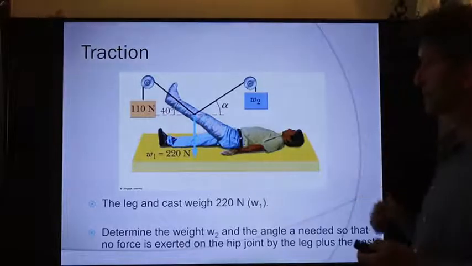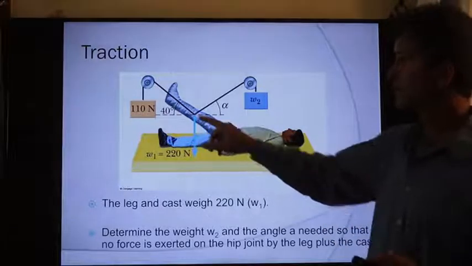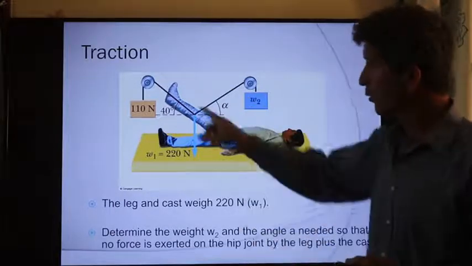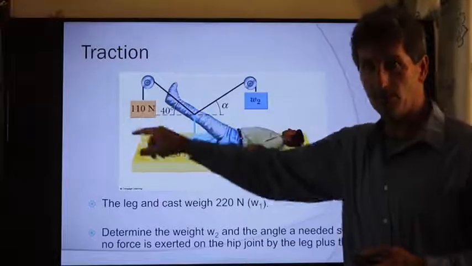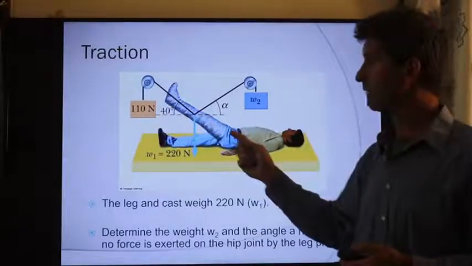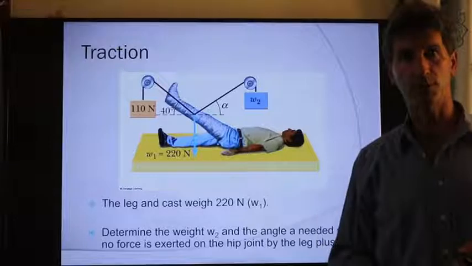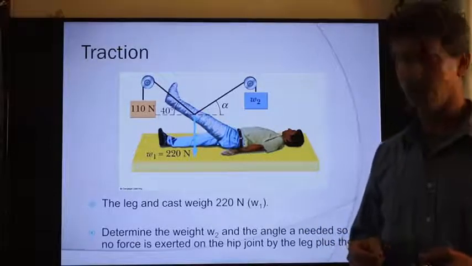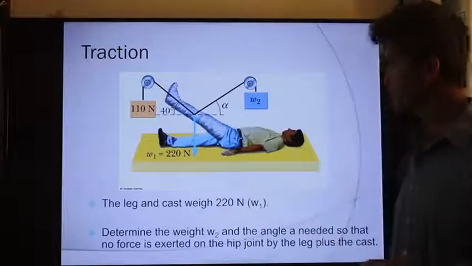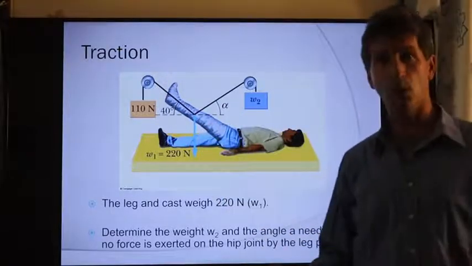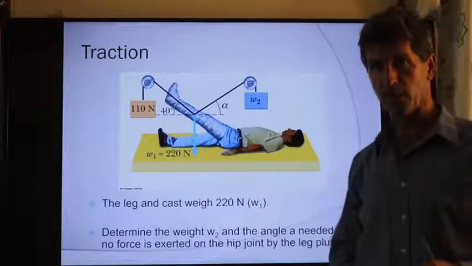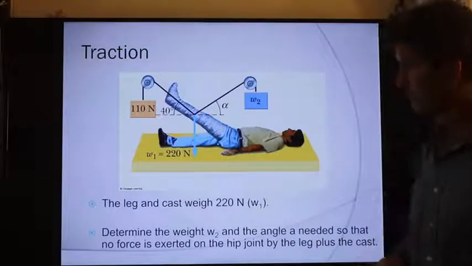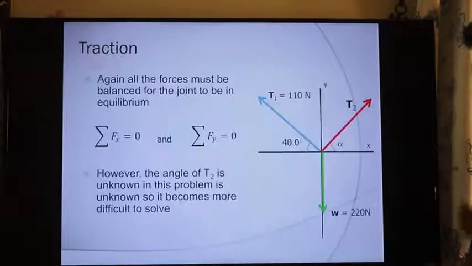All right, here's how we do this. This is similar to the traffic light. We've got a tension going this way, a tension going this way, and a tension going this way. We can resolve this force completely. It's 110 newtons at a 40-degree angle in the second quadrant. The x component's negative, the y component's positive. Okay, so I can get the x and y components there. This force is all y. It's all negative 220 newtons downward. My unknowns are the magnitude of this force and the angle.